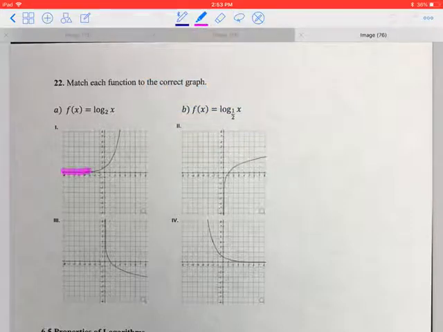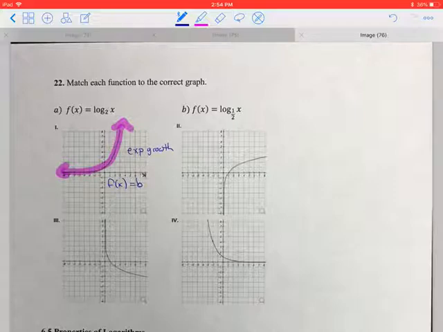So when I look at that basic shape like that, I have seen that before. And that is going to be what we call exponential growth. Right, so this is something in the form f of x equals b to the x, right, with b greater than 1. So not a log, so I don't want that one.